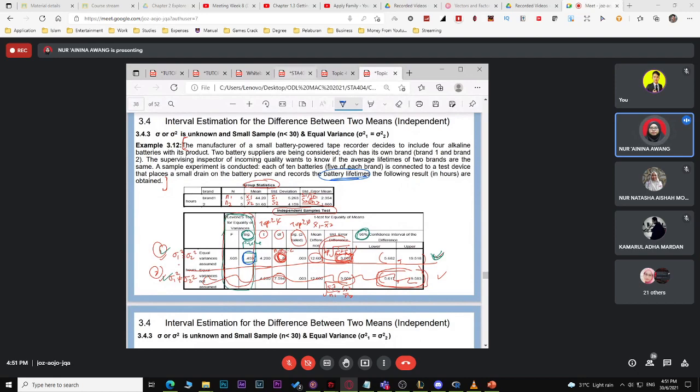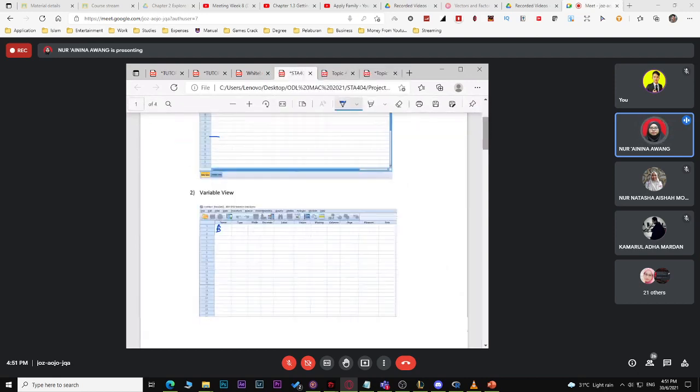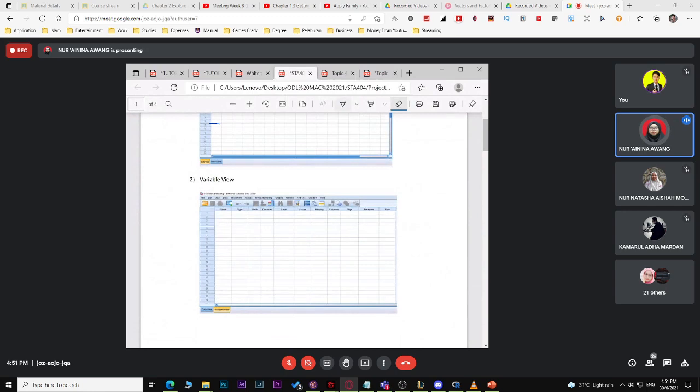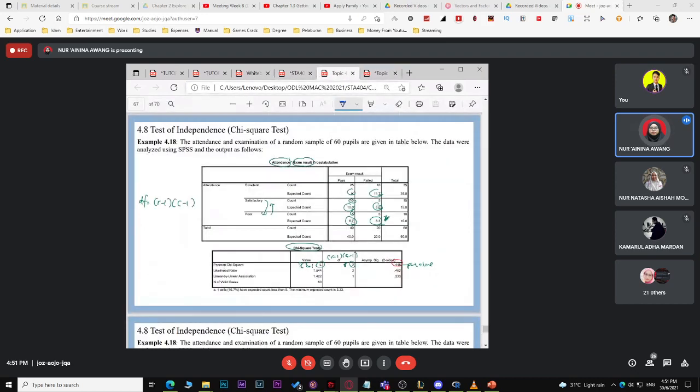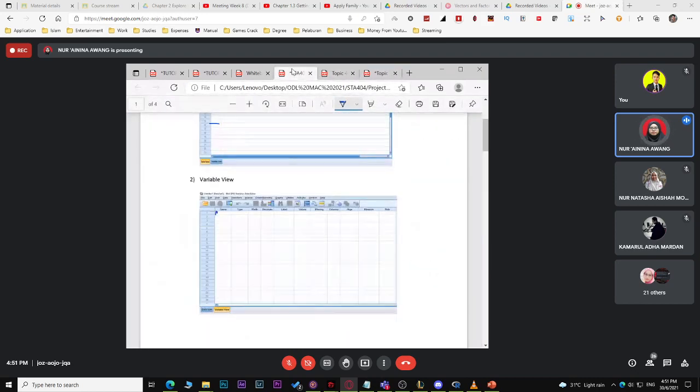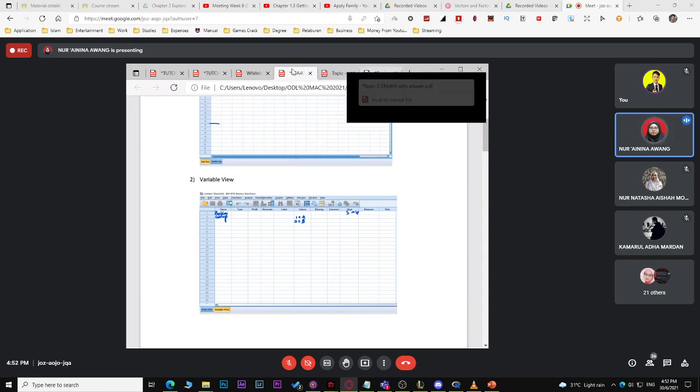So bila you buat macam ni, you masukkan dekat dalam data tu, nanti you akan masukkan dekat sini dia punya battery lifetime tu. Okay, battery lifetime. So this is the first variable. And then untuk the second one adalah group. Cuma nanti dekat values ni you kena let satu ni group A, dua ni group B. Macam tu. So yang battery ni you just biar dalam scale je lah, sebab nanti you akan masukkan dia punya data tu.